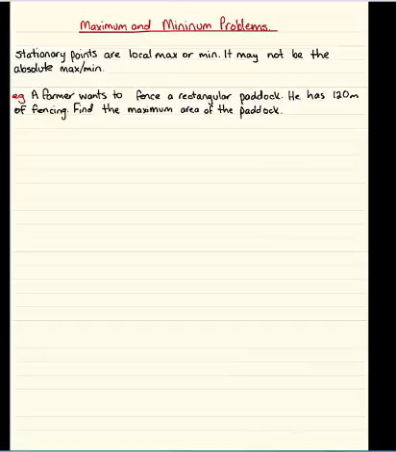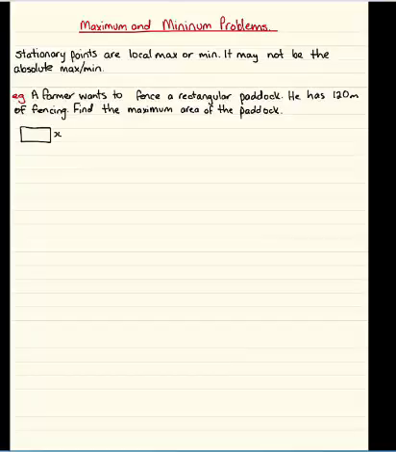So looking at this first example, a farmer wants to fence a rectangular paddock. He's got 120 metres of fencing and we need to find the maximum area that he can build using that amount of fencing. So generally what we would do is say, okay, we've got this paddock and we're going to make this side X and this side Y. But that's not going to help us because when we do the area, we're going to say X times Y. We've got two variables and we can't do that.